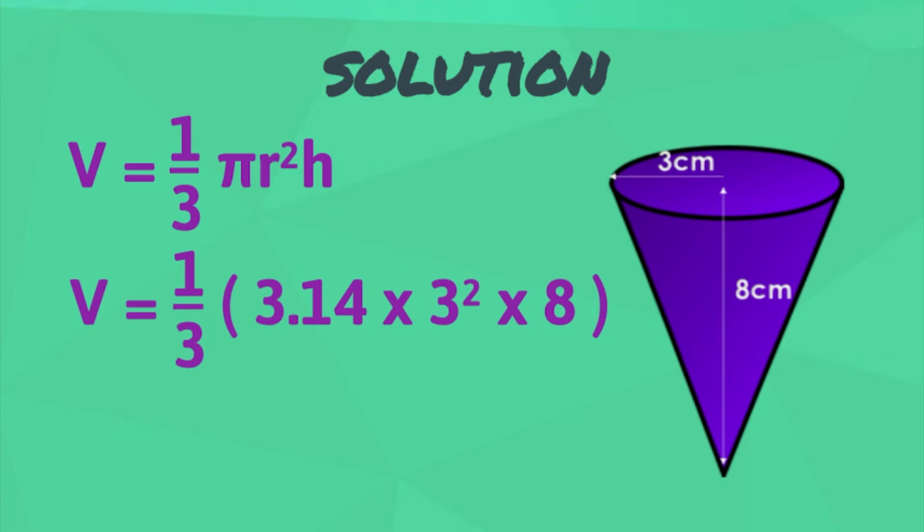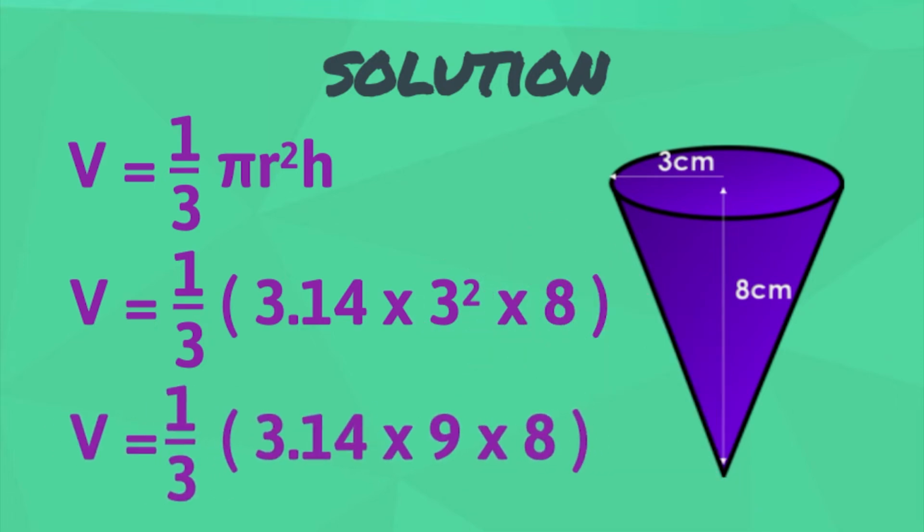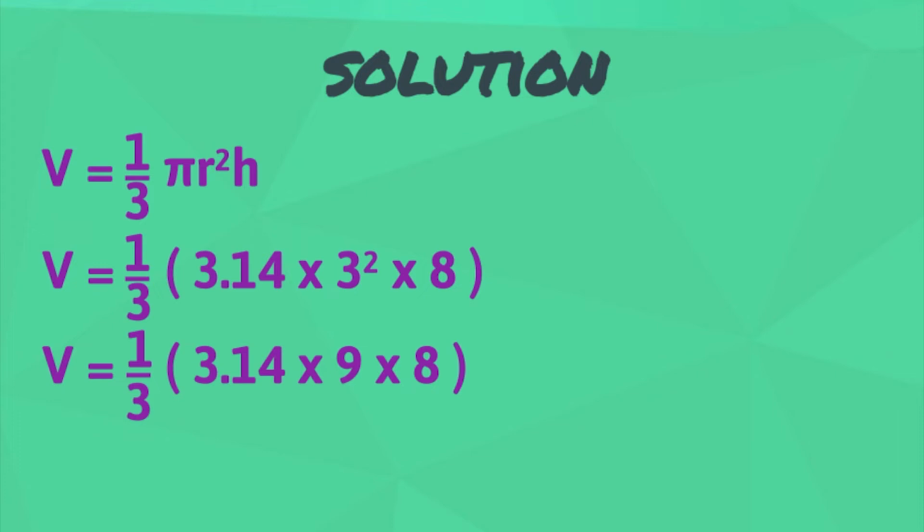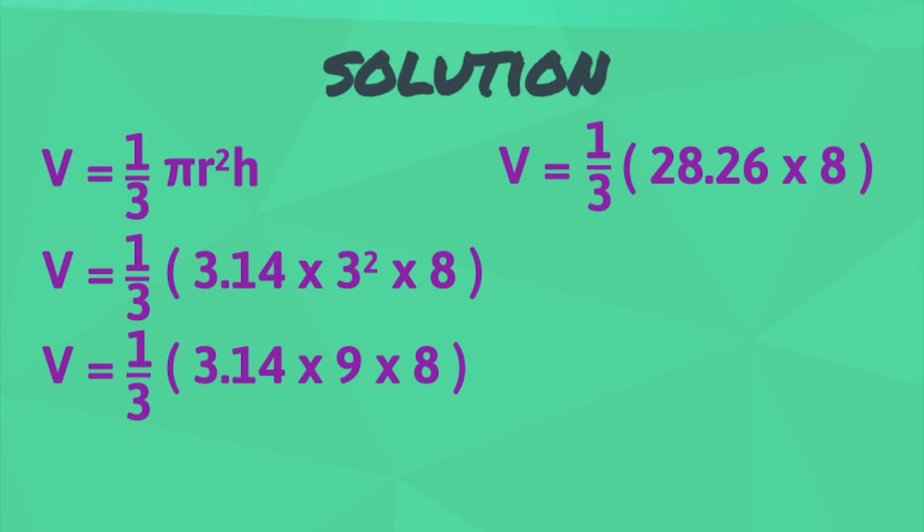Again, using the GEMDAS method, we need to focus on the parentheses first. Once we are inside the parentheses, we need to focus first on the exponent. So 3 raised to 2 is equals to 9. We can now therefore write it as volume is equals to 1/3 times 3.14 times 9 times 8. 3.14 times 9 is equals to 28.26. Then rewrite it as volume is equals to 1/3 times 28.26 times 8. 28.26 times 8 is equals to 226.08.